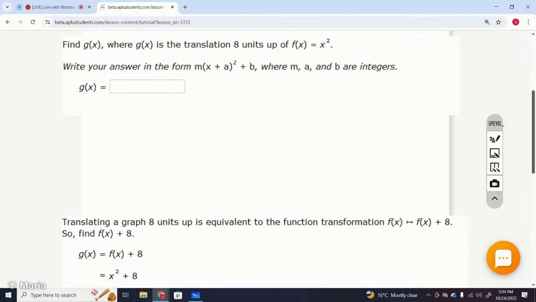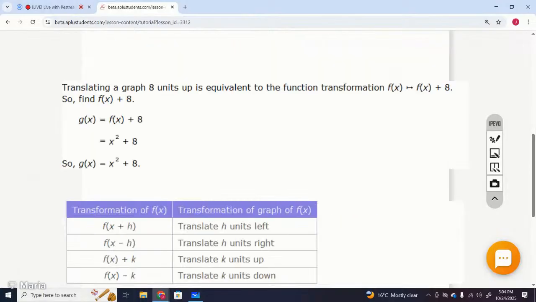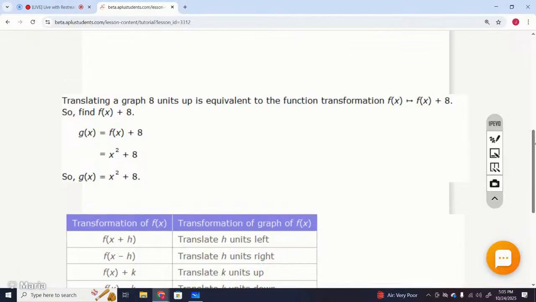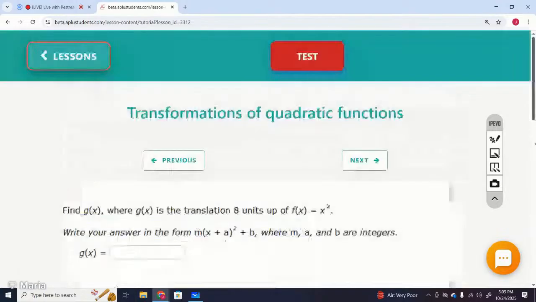Translating a graph 8 units up is equivalent to the function summation. So g of x equals f of x plus 8. So g of x equals x square plus 8. Let's just start with the test questions.